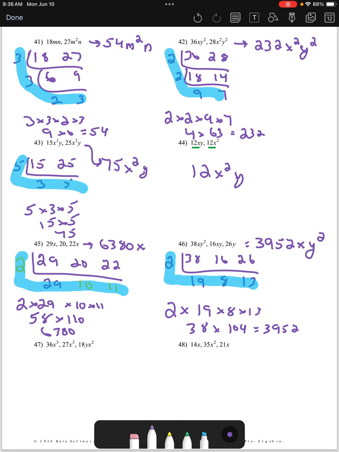Let's look at letters. I have an x. There are no exponents on x, so I just have the x. We have y's. There's a y that has an exponent. So its exponent comes to our LCM. 3,952, x, y to the second power. I invite you to pause and give 47 and 48 a shot.